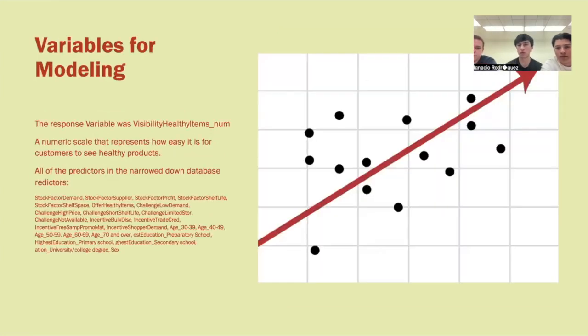For our modeling variables, the response variable was visibility healthy items num, a numeric scale that represents how easy it is for customers to see the healthy products. And all of the predictors were narrowed down to the database predictors. So these are our predictors.